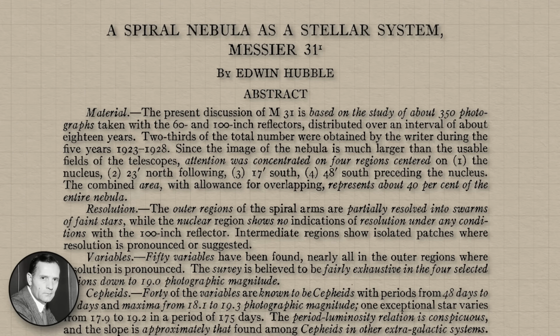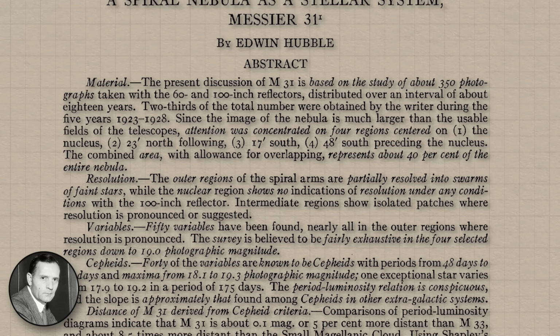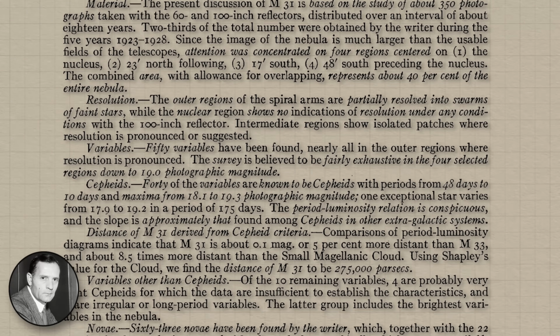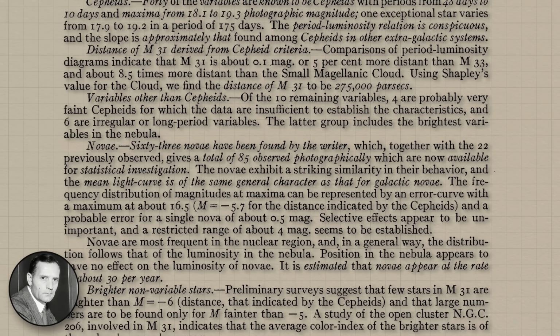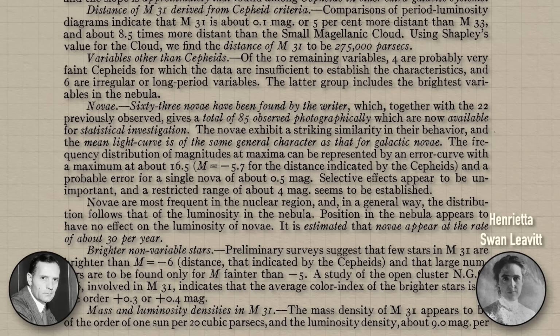In the 1920s, Edwin Hubble measured the distance to these spiral nebulae for the first time using a type of star called a Cepheid variable, a technique that had been pioneered by Henrietta Swan Leavitt.